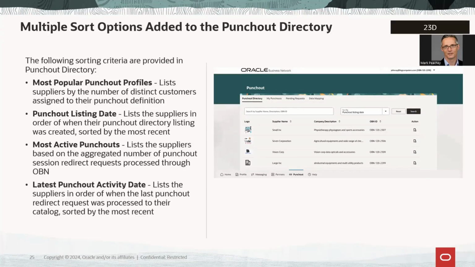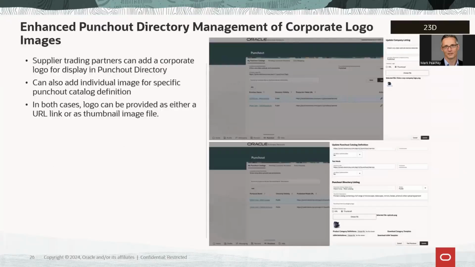In the punch out area, we did make some improvements so that it's easier for organizations to find punch out definitions. As I say, we introduced a bunch of different filtering that really helps in that regard. And for the suppliers, we improved the way that they can set up their punch out listing so that they can include things like logos now, just to better publicize the organization that is providing the punch out capability.